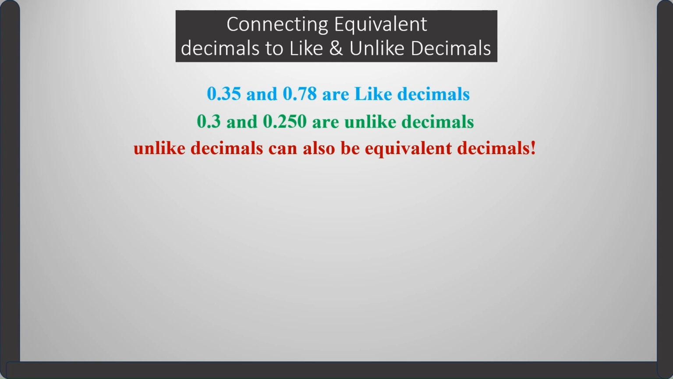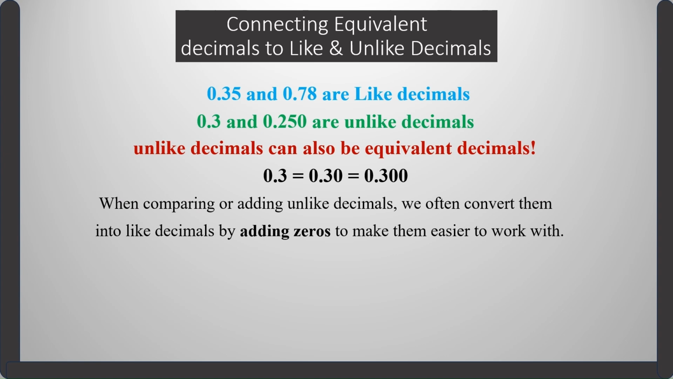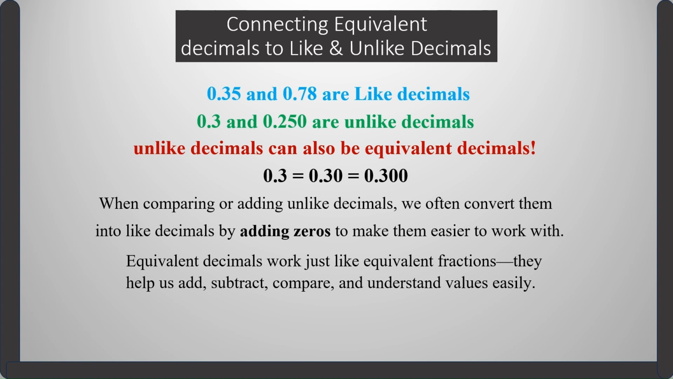For that we can take an example. 0.3, 0.30, 0.300. They are unlike and also they are equivalent decimals. The trailing zeros don't change the value. When comparing or adding unlike decimals, we often convert them into like decimals by adding zeros to make them easier to work with. Equivalent decimals work just like equivalent fractions. They help us add, subtract, compare, and understand values easily.